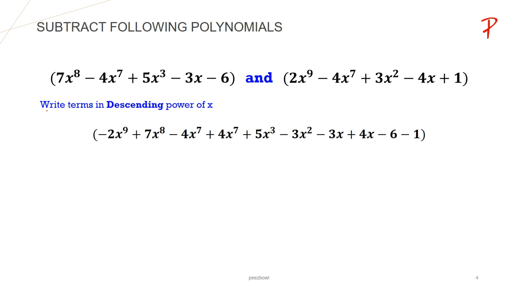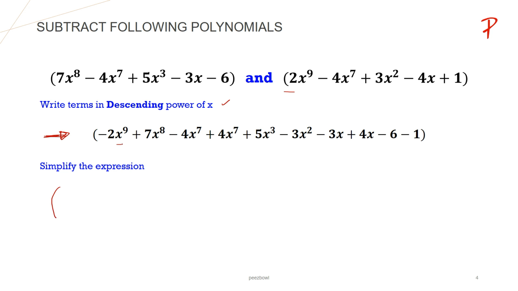Okay, so this is how we write all the terms in descending power of x. So we have seen so far, we have simplified the expression, we have distributed the negative sign from the second polynomial, then we have written all the terms in descending power of x, and after writing all the terms in descending power of x, this is what we get. Okay, you have seen this in the previous slide. Now I have to simplify the expression. Okay, so let us open the bracket first.